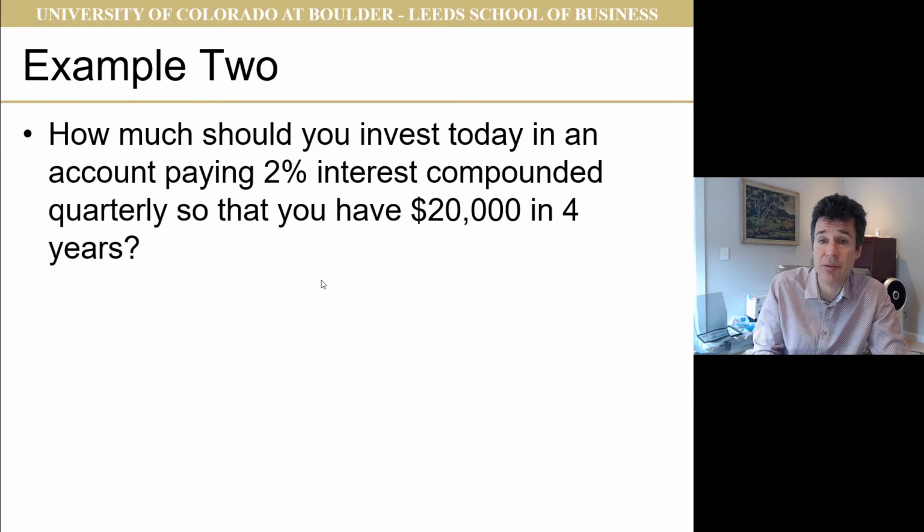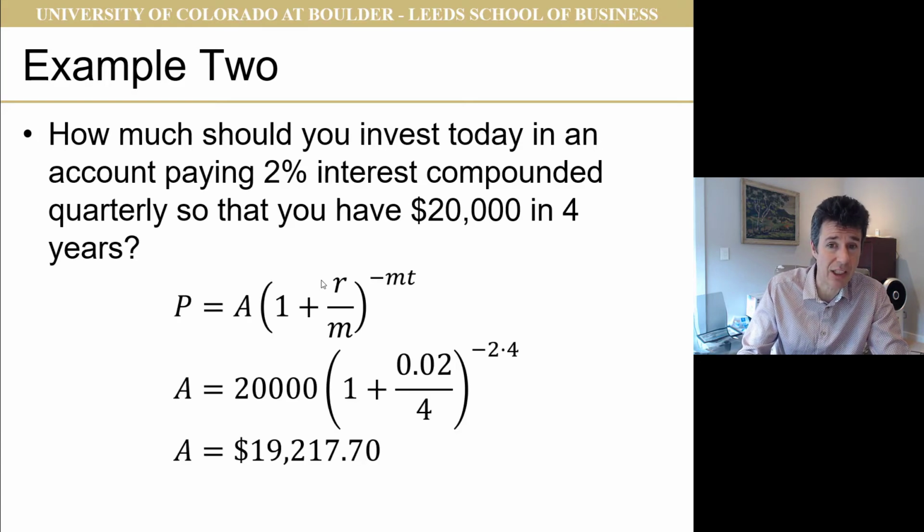Alternatively, how much should you invest today in an account paying 2% interest, compounded quarterly, so that you have $20,000 in 4 years? Again, here we're looking for present value. The present value is what we should invest now. So the present value equals A, the amount we want in the future, times 1 plus R over M to the power negative MT. So that's $20,000 times 1 plus 2% divided by 4 to the power negative 2 times 4, which is $19,217.70.